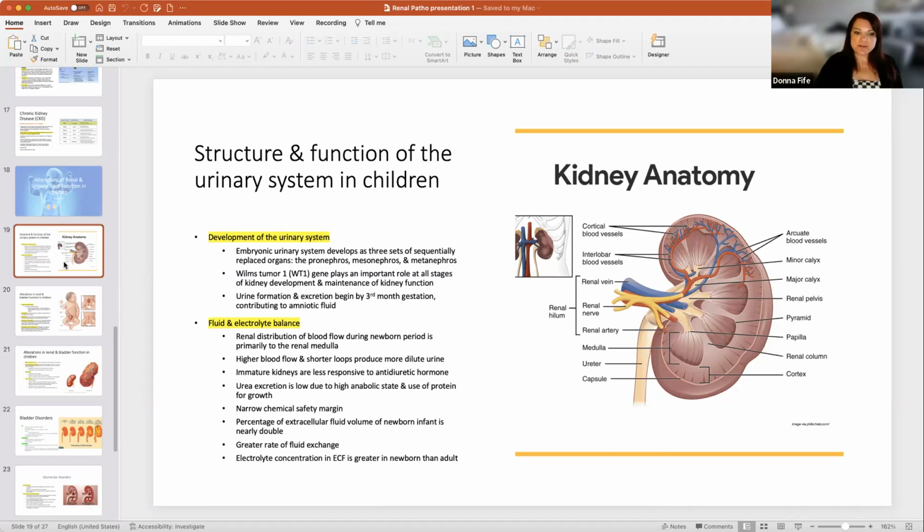Fluid and electrolyte balance. Renal distribution of blood flow during the newborn period is primarily in the renal medulla. Higher blood flow and shorter loops produce more dilute urine. Immature kidneys are less responsive to the antidiuretic hormone. Urea excretion is low due to high anabolic state and use of protein for growth. There's a narrow chemical safety margin. The percentage of extracellular fluid volume of the newborn infant is nearly double. There's a greater rate of fluid exchange, and electrolyte concentration in the ECF is greater in the newborn than in the adult.